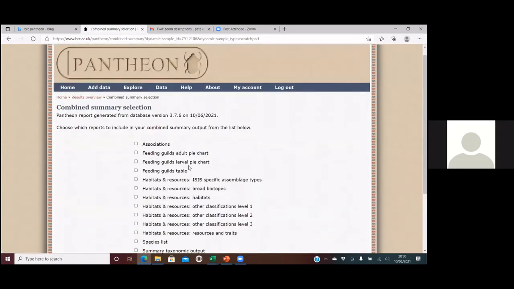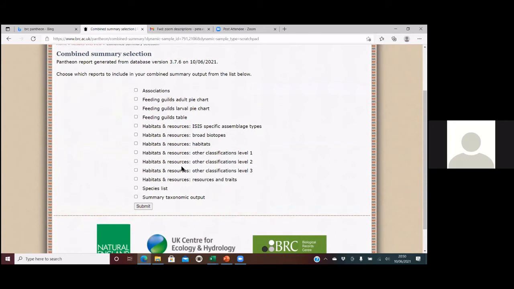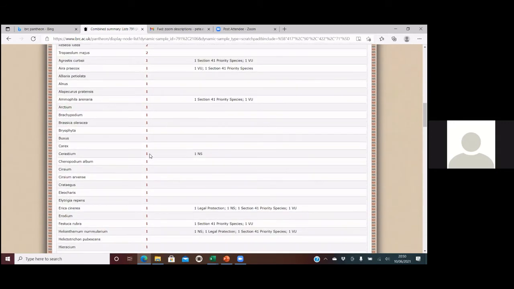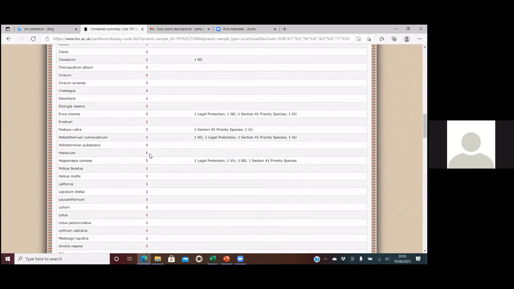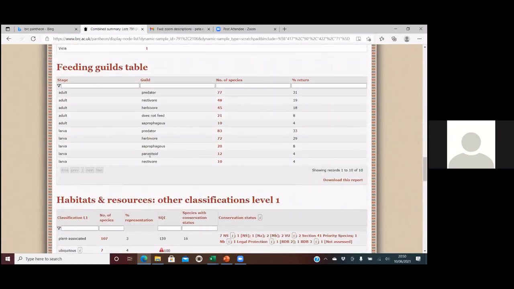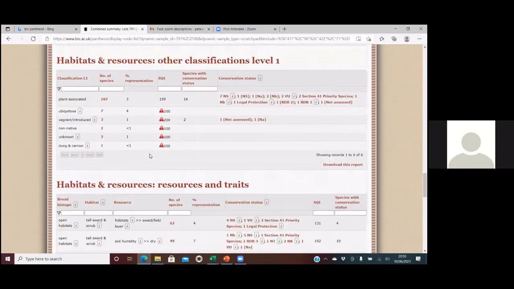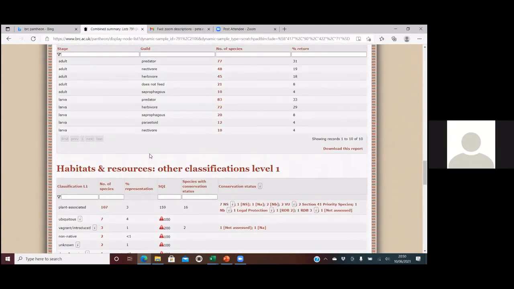If we want to see more than one thing on the same page, we can just click anything we want to look at and submit it, and it will whirr around, and there we have that information. And we won't really have time to go into a lot about habitat and resources on this occasion, but that information is there if you want to look at it.